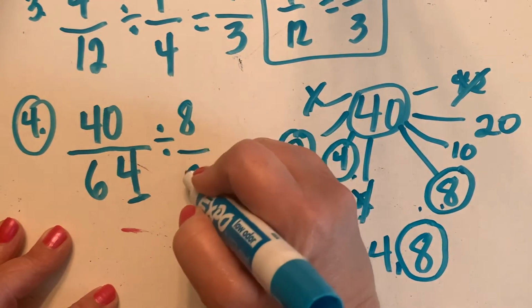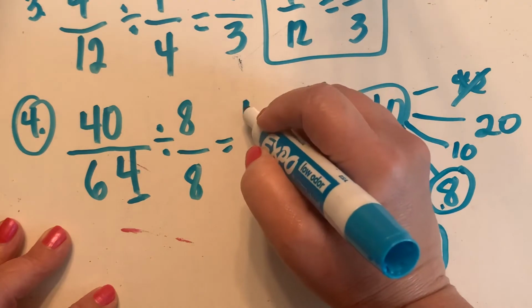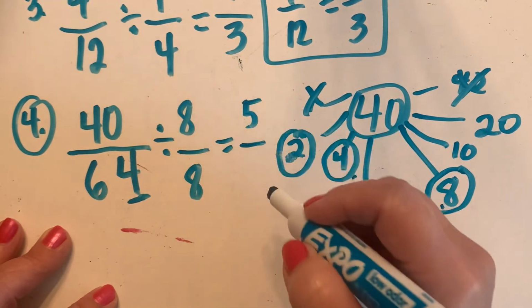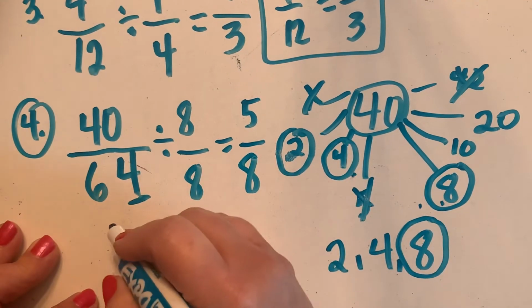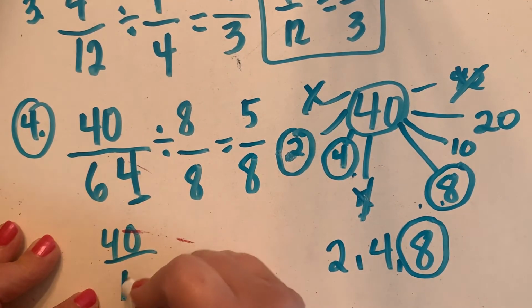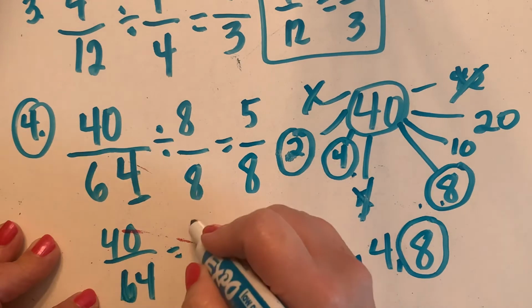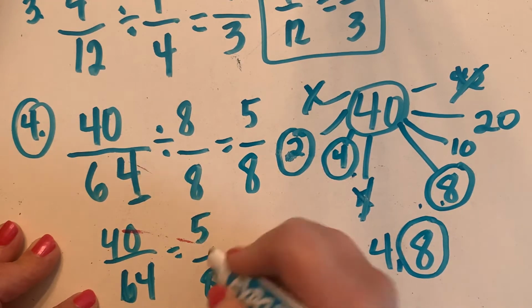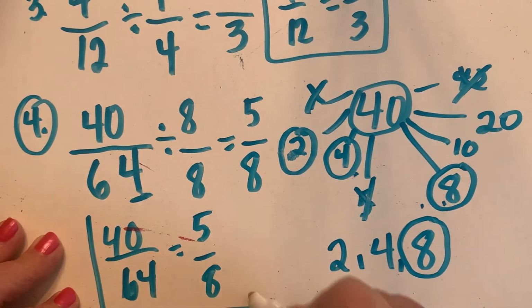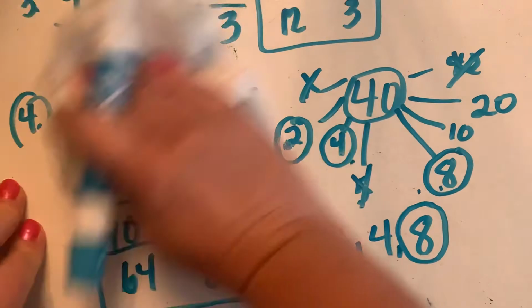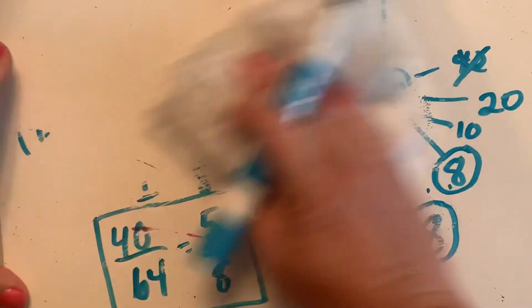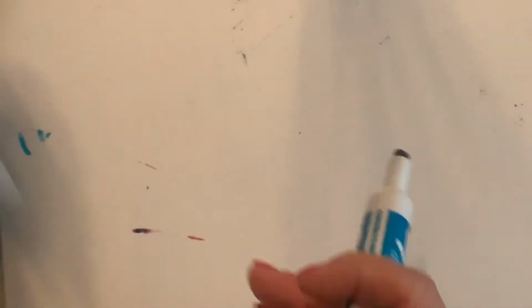I'm going to divide. 40 divided by 8 is 5. 64 divided by 8 is 8. So our answer is 40/64 equals 5/8. Now I want you to look. Do you see how much smaller that is? But they're the same thing. But we had to work a little bit harder on that one, didn't we? Some of them, it's going to take a little bit more time. And the further along we go, the harder our fractions are going to be.